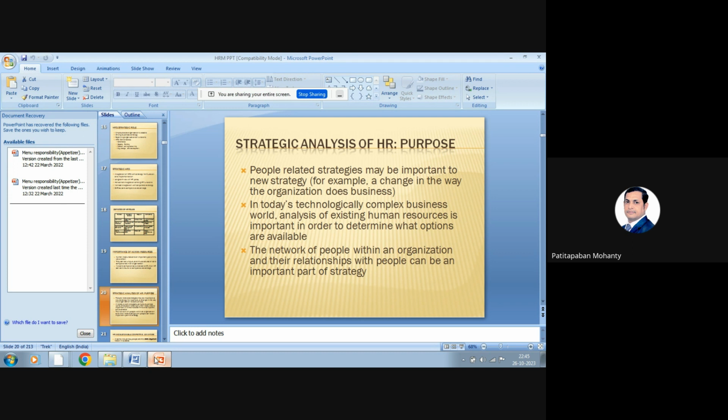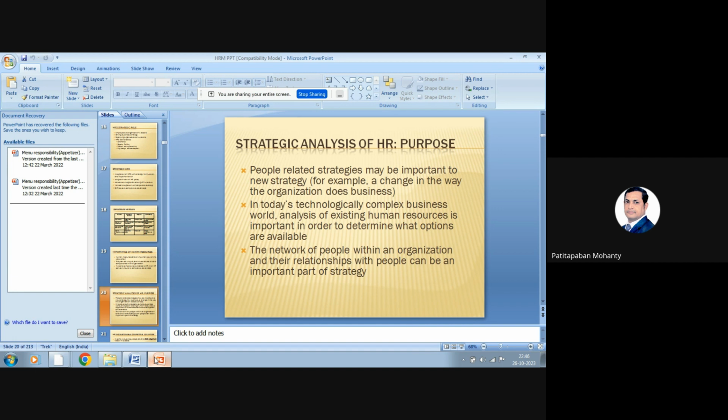So why do we go for a strategic analysis of HR? Yes, we need a strategic analysis of HR because we need to re-engineer the human resource things so that our purpose will be fulfilled.